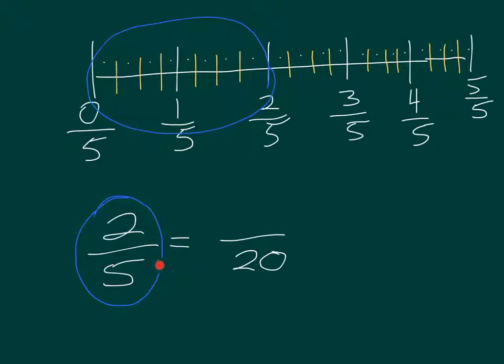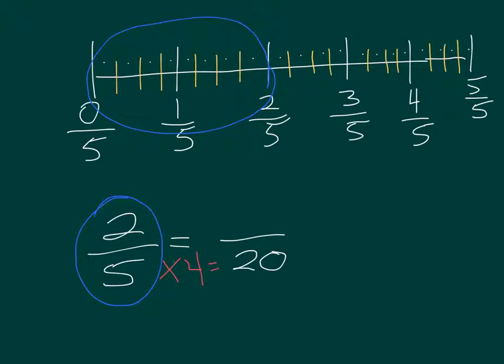So take a look at the denominators for a second and ask yourself this. If you know your multiplication tables, what could you multiply to 5 to get 20? If you knew your multiplication tables and you said 4, then you know your 5s, and 5 times 4 does equal 20.